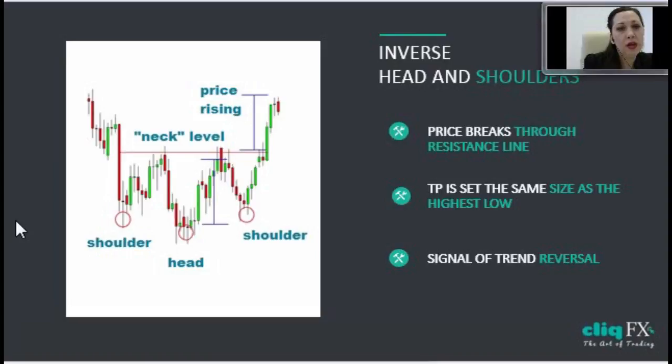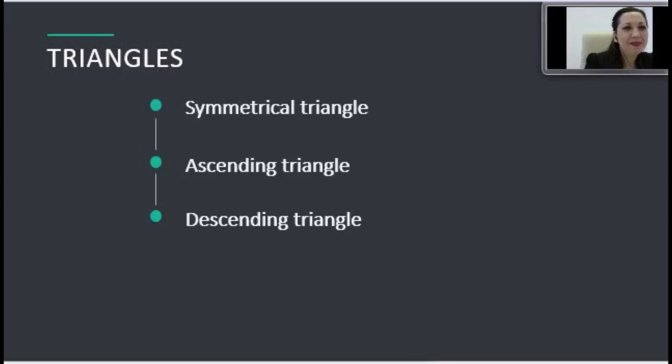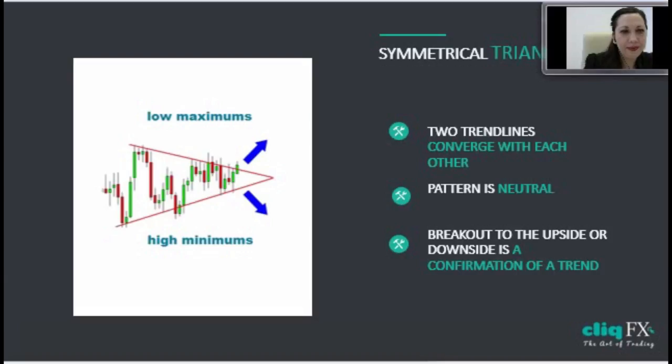The next pattern that we are going to talk about is triangles. There are different types of triangles. We are going to talk about three of them, the most popular. The first one is the symmetrical triangle. Let's look at the slideshow. When we see that two trend lines are converging toward each other, it means that the market is in a period of stagnation. We can draw these trend lines, lower maximums and higher minimums, and we will receive a triangle in the end.